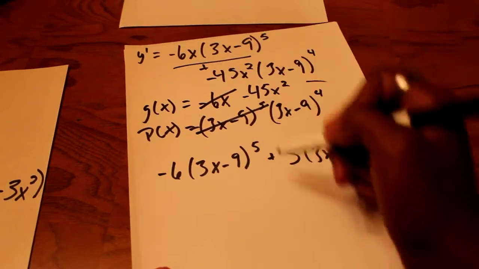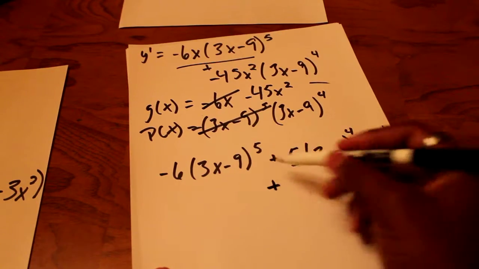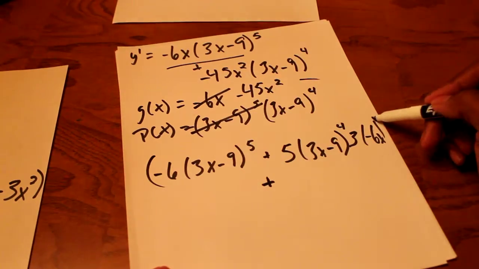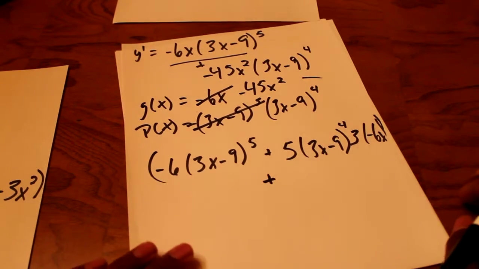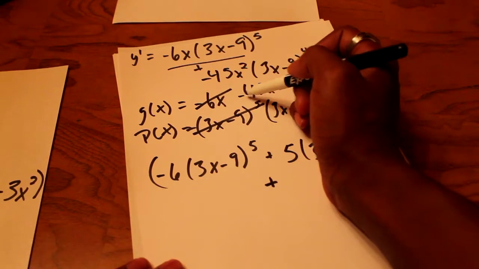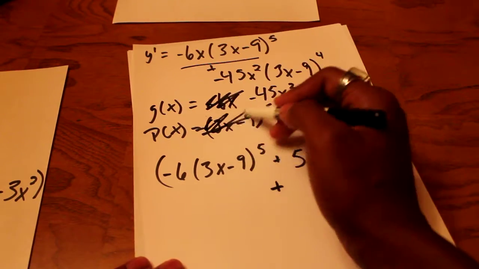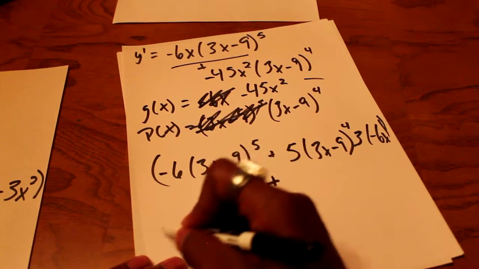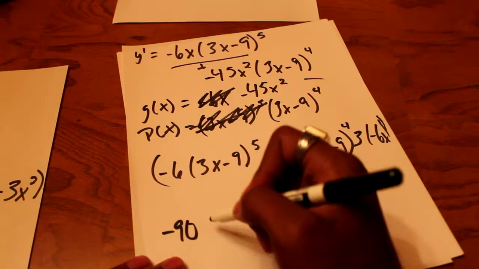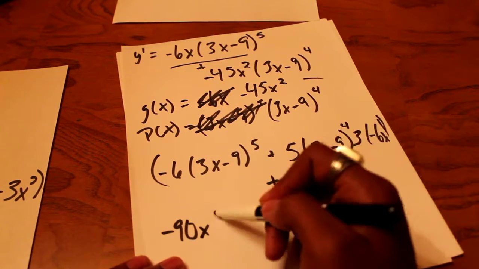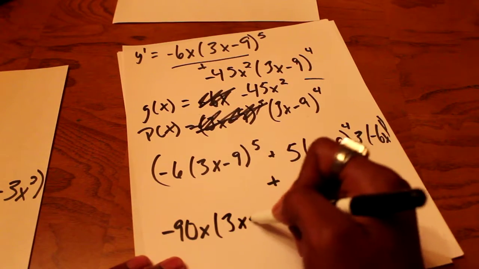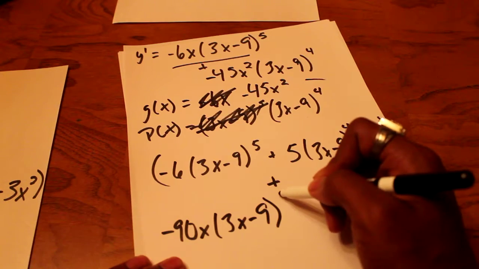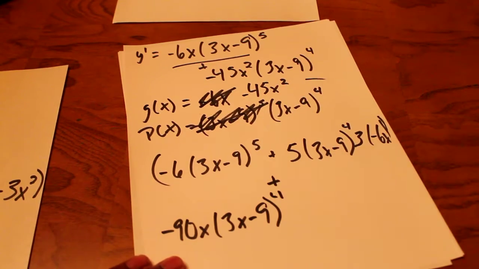Well, it's added together, so you want to add them together, right? And so what you want to do is take our negative 45x squared, and take its derivative, which is going to be negative 90x, and multiply it by our regular old p of x function, which is (3x minus 9) to the fourth.